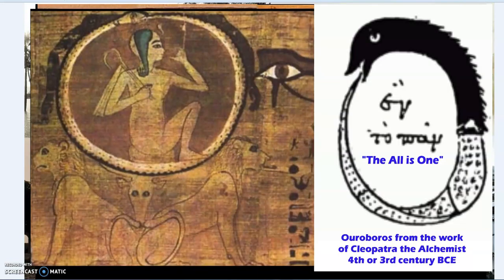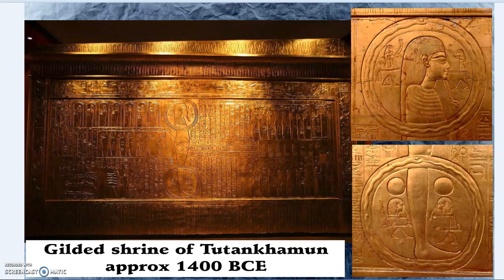Now this is from about the 10th century BC, same thing with the lions. But we also have the ouroboros, the snake eating its tail, with child Horus in there, connection to the sun. Ouroboros from the work of Cleopatra the Alchemist, 3rd, 4th century BC, famous for the Philosopher's Stone, but this is her symbol, and a translation, all is one, which is very Neoplatonist. And that'll be in the following videos. I'm just throwing this one out there quickly.